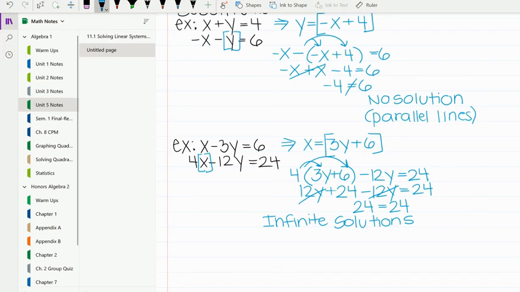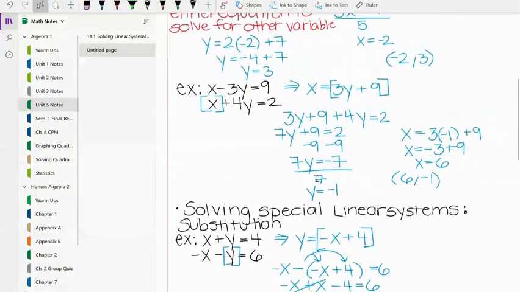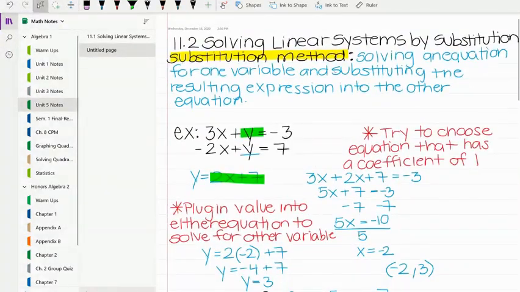And I think by a couple weeks from now, we probably would have been able to tell by looking at the equations. If you look at them, it's the same equation. The second one's just multiplied by 4. So you can kind of think of it as leaving a fraction as 4/8 as opposed to 1/2. So this is 11.2, solving systems of linear equations by substitution.